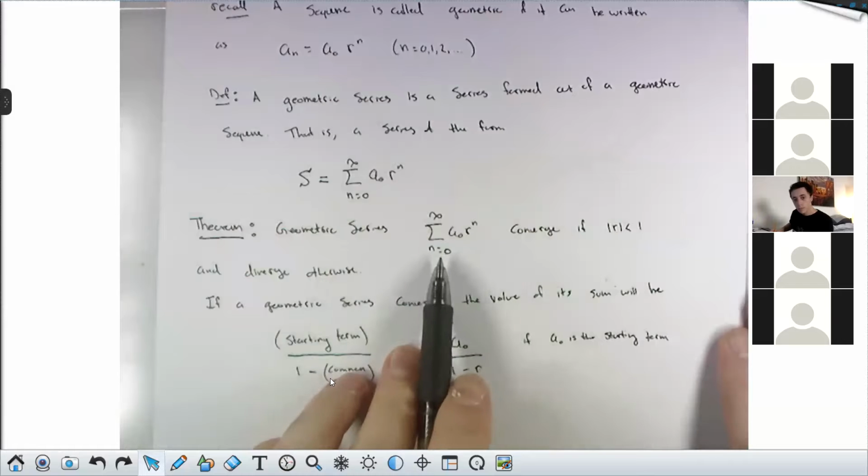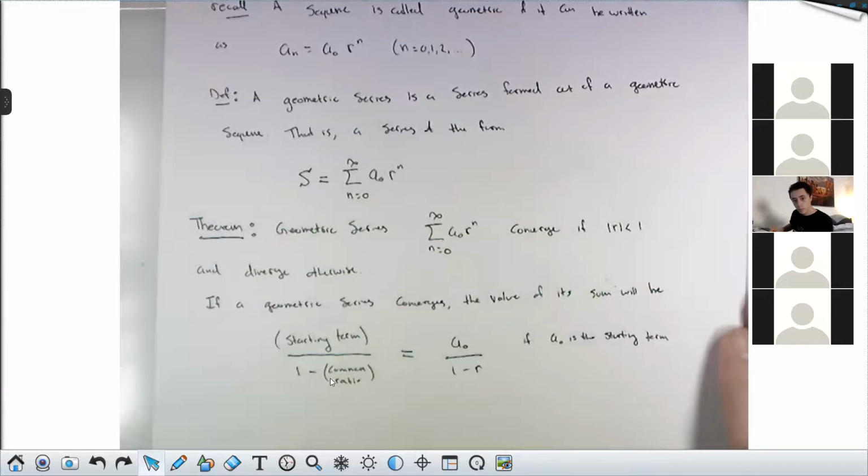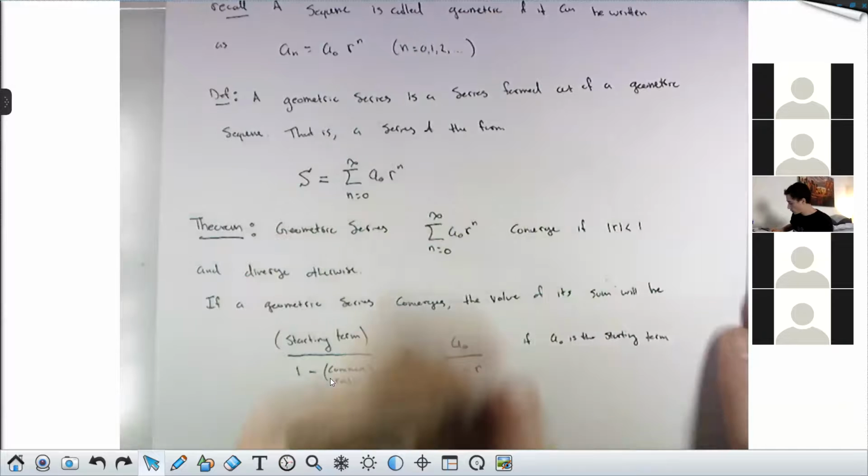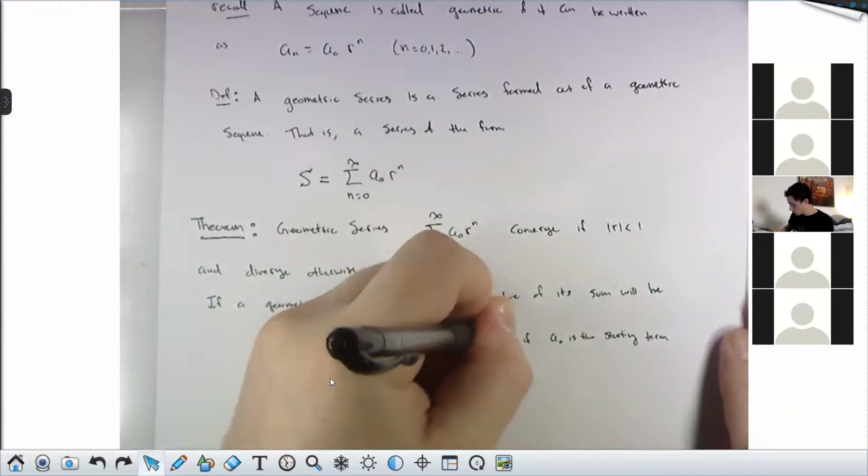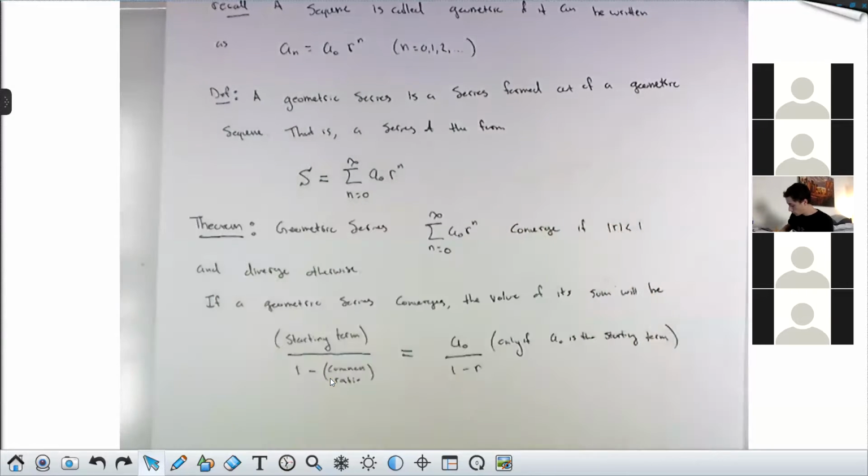But if my series started at 2 or 3 instead of at 0, then the starting term wouldn't just be the constant a naught. I should say only if a naught is the starting term. The book gives you this formula, and it's this which I'm going to prove. But this is how you should remember it. Because there are a lot more cases. A lot of series don't start at 0, like the one we looked at a second ago starts at 1. And if I use this formula on that problem, I'd get it wrong unless I used it in this form.